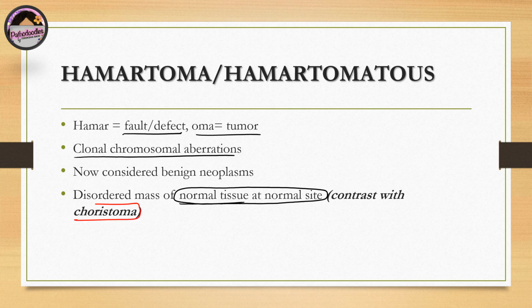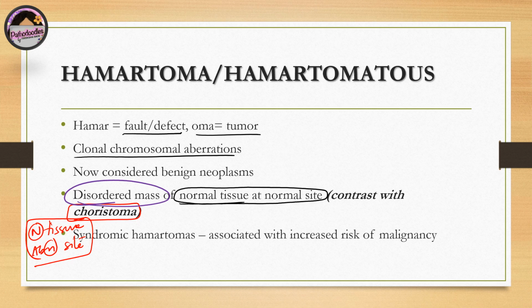Why? Because choristoma is normal tissue but at an abnormal site. So choristoma is something like an ectopia or a heterotopia, whereas hamartoma is just normal tissue at normal site, except for the fact that it is highly disordered or disorganized. So it's just grown in a very weird way. That's a hamartoma. And in syndromes which have hamartomas, they have been known to be associated with an increased risk of malignancy. The most classical example being the Peutz-Jeghers syndrome.